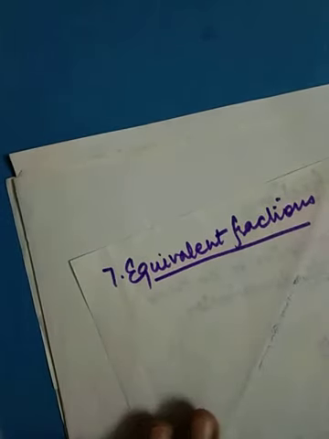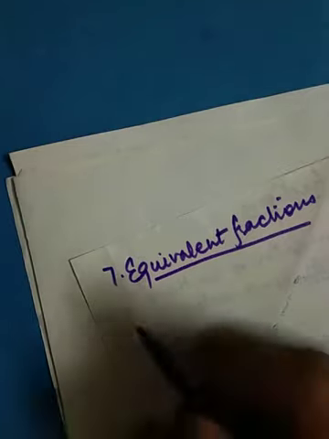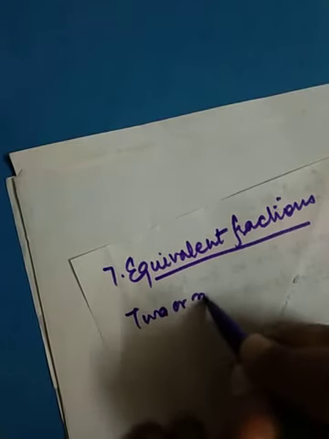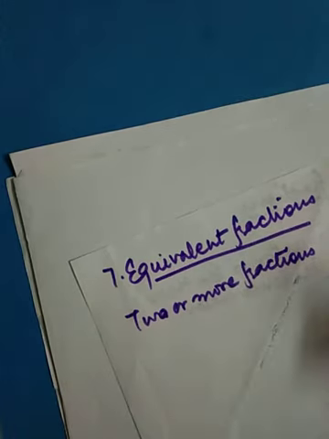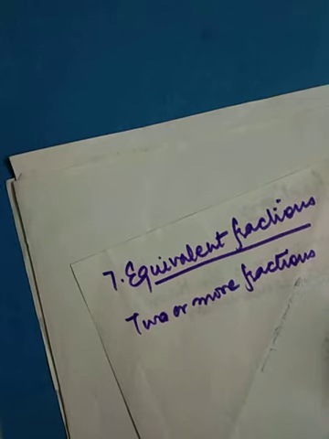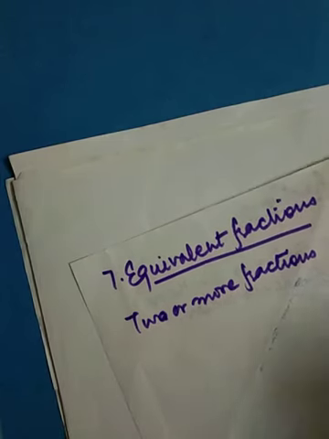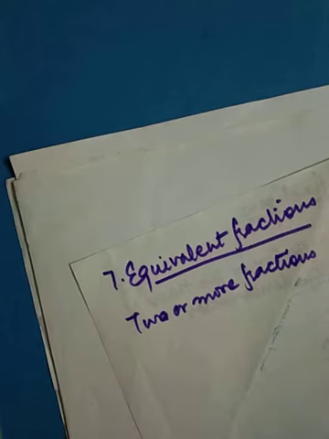Next is equivalent fractions. See students, two or more fractions representing the same part of the whole are called equivalent fractions. How can we get equivalent fractions? The rule is, we can multiply or divide the numerator and the denominator of the given fraction by the same non-zero number. Okay, so let's do one example.